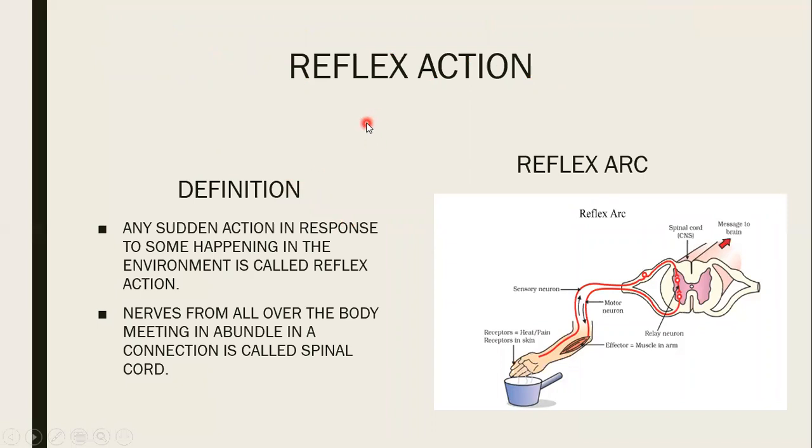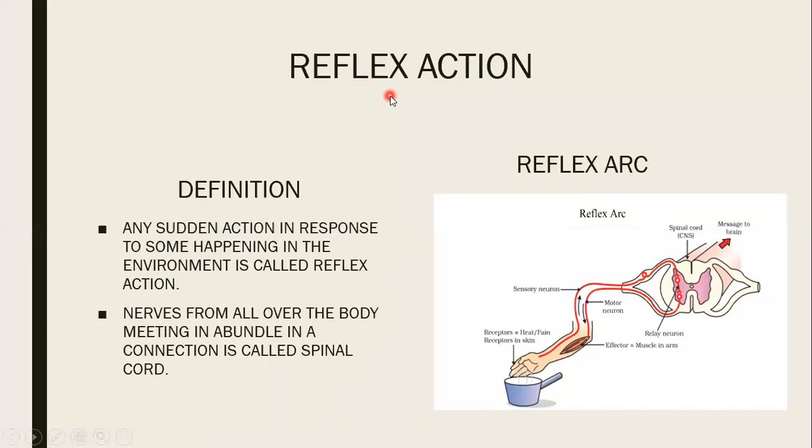Now what is this reflex action? I have written here the definition. The definition of reflex action is: any sudden action in response to some happenings in the environment is called reflex action. Here the important word is sudden action. Any sudden action in response to some happenings in the environment, like removing our hand away from the hot object, or we are getting a prick with a pointed object and we remove our leg away from it. So this is a sudden action that is happening, and that we call reflex action. Am I clear with this?